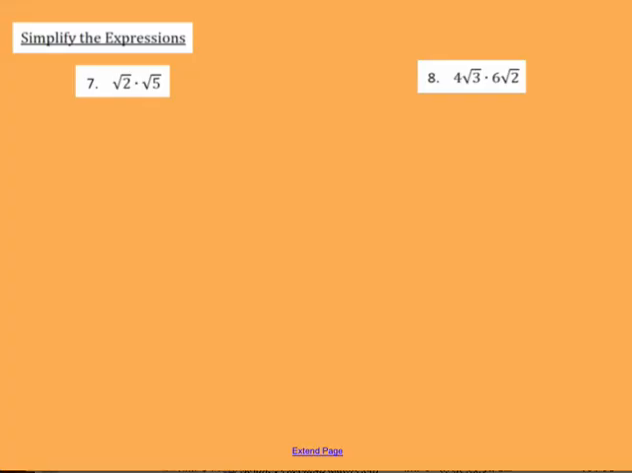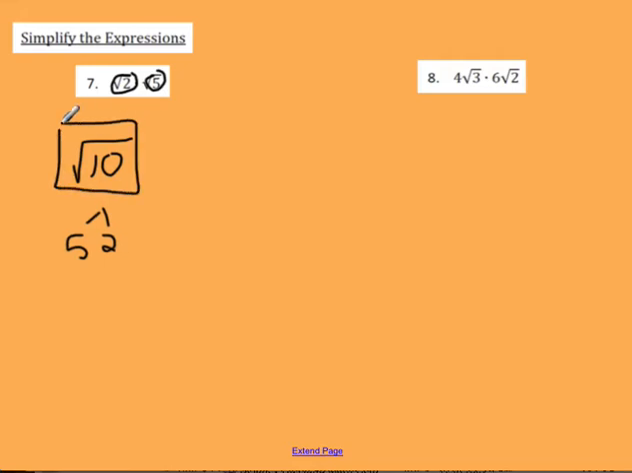Taking a look at number 7, we just want to multiply what's underneath the radical with what's underneath the radical. So we're just going to take 2 times 5, which is 10. So this is going to be the square root of 10. Now before we're done, we need to check that the square root of 10 can't be simplified anymore. Well, the square root of 10 just breaks into 5 and 2. Since I don't have any pairs, the square root of 10 is my final answer.